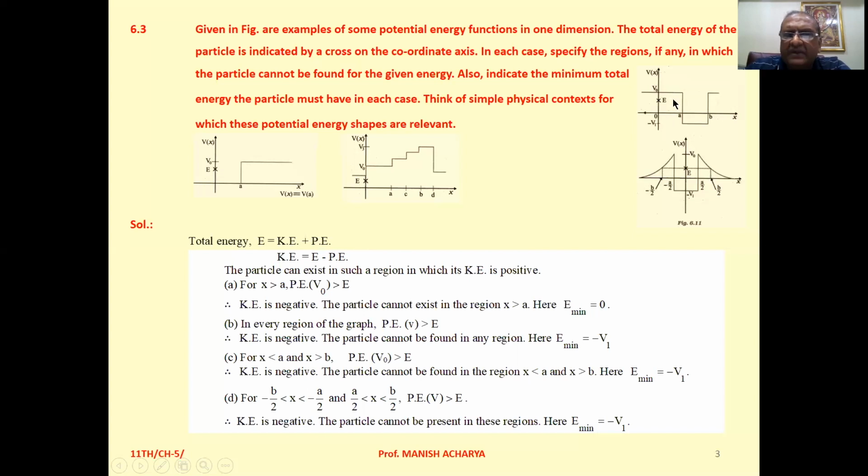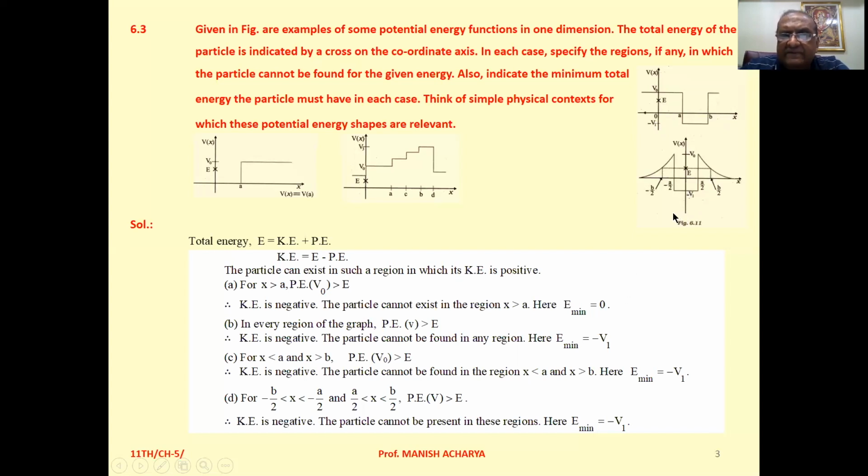This one. So here, for x less than a, in this region 0 to a, total energy is less than potential energy, kinetic energy negative. So in this region, the particle does not exist. Similarly, for x greater than b also, the particle does not exist. Okay. Now here the minimum total energy can be equal to minus V1. Okay. Then after, the fourth graph.